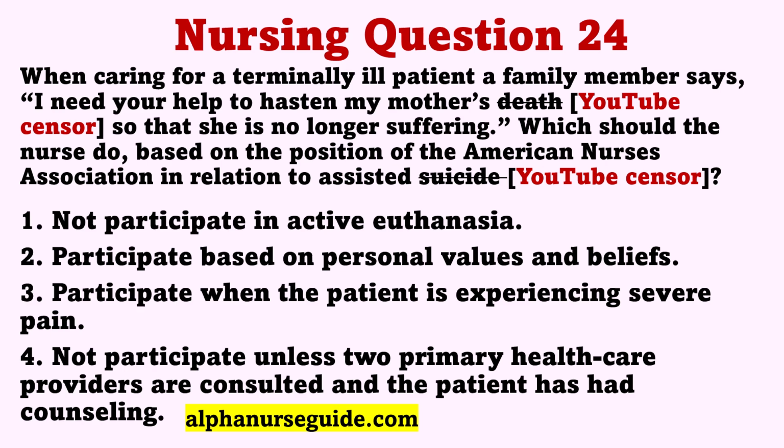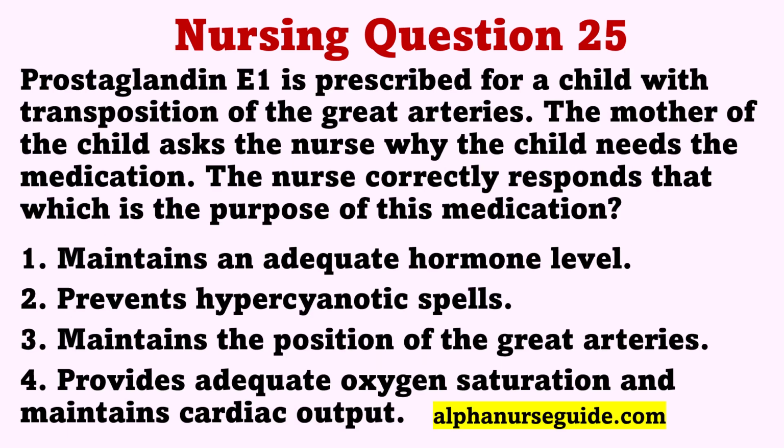Prostaglandin E1 is prescribed for a child with transposition of the great arteries. The mother of the child asks the nurse why the child needs the medication. The nurse correctly responds that which is the purpose of this medication. 1. Maintains an adequate hormone level. 2. Prevents hypercyanotic spells. 3. Maintains the position of the great arteries. 4. Provides adequate oxygen saturation and maintains cardiac output.